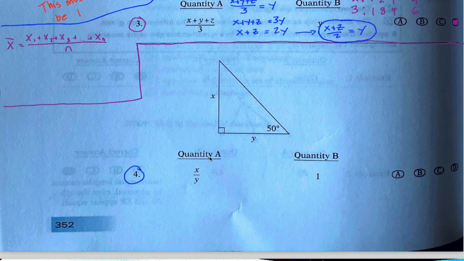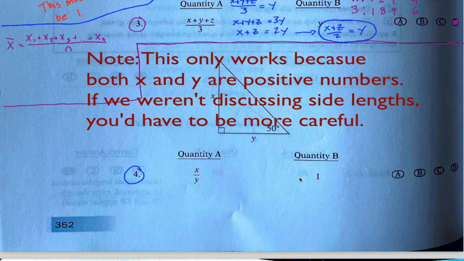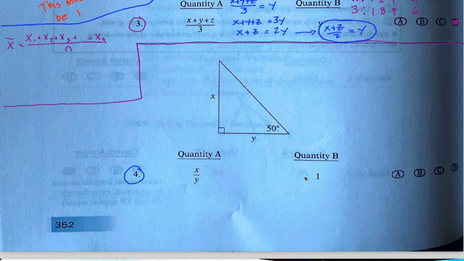What we're supposed to analyze is quantity A, x divided by y, where x is the length of this side and y is the length of this side, and 1. So first thing I do when I see this problem is think about when is a fraction bigger than 1, when is a fraction equal to 1, when is a fraction less than 1. Well, a fraction's bigger than 1 if the numerator is bigger than the denominator, fraction equals 1 if the numerator and the denominator are the same, and a fraction's less than 1 if the numerator is less than the denominator. So really all this question is asking is whether x is bigger than, the same as, or less than y.